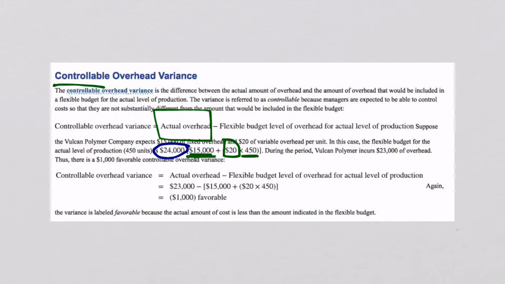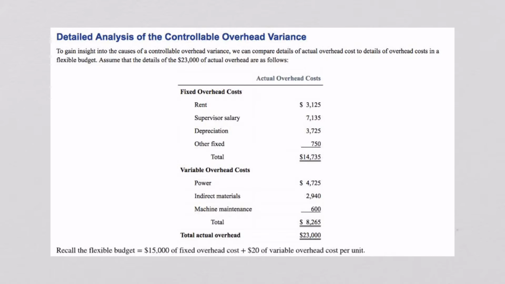And when you compare that to the actual overhead, which was 23, that means that the budgeted number was 24. We came in at 23. That sounds like it's a favorable direction to go in for me, and so they call it $1,000 favorable. It's a variance from the flexible budget in a favorable way.